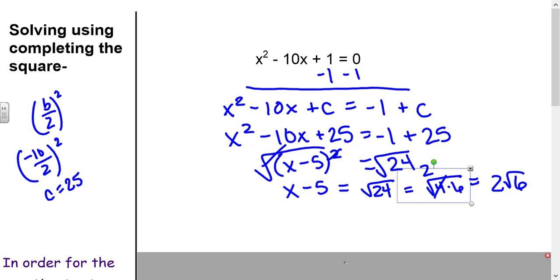Now, if I add 5 to both sides, then this becomes x equals 5. And then I have this, remember we have plus or minus anytime we take the square root of something, so it'd be plus or minus 2 times the square root of 6. So, because this could be a positive 2 or a negative 2 since I took the square root of 4. So that would be my answer right there.